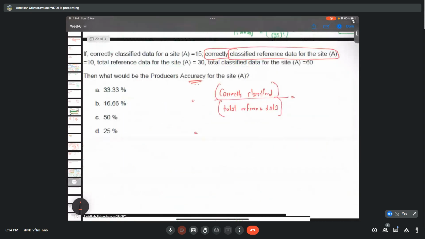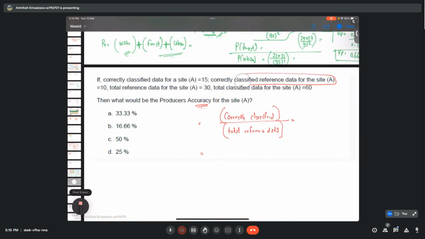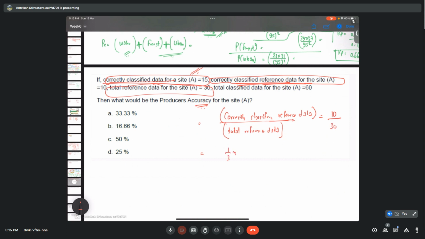So this question may be a little confusing. We should take here correctly classified reference data. It doesn't make sense to write correctly classified data. But when you have this correctly classified reference data, you should ignore this thing. So then you will have the numerator as 10, and then total reference data for site A, that is 30. So it is 1 by 3 into 100, that is 33.33%.